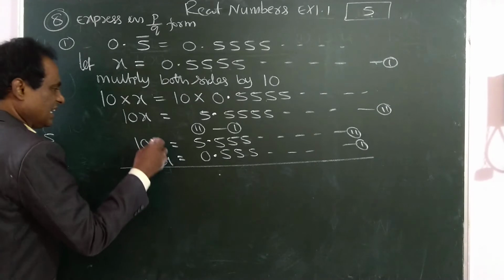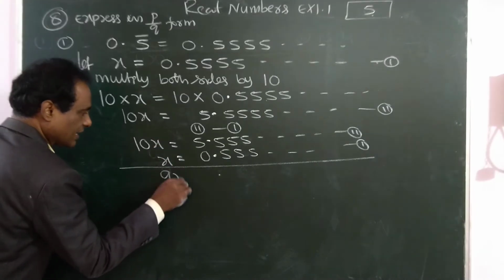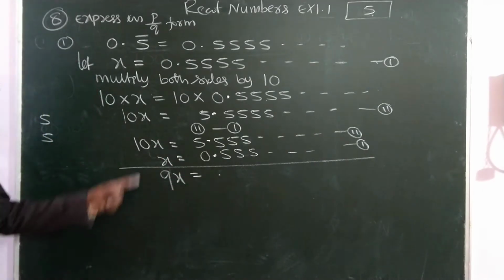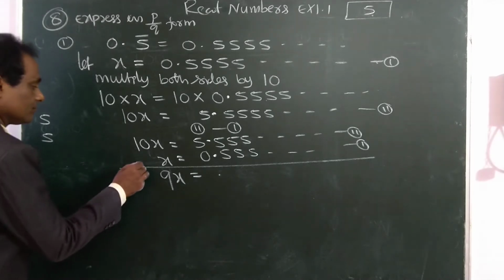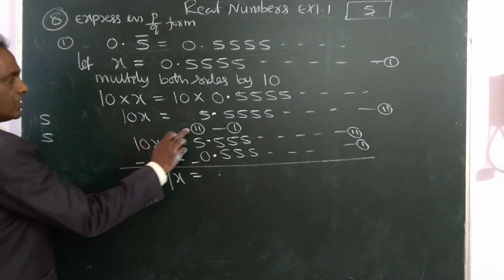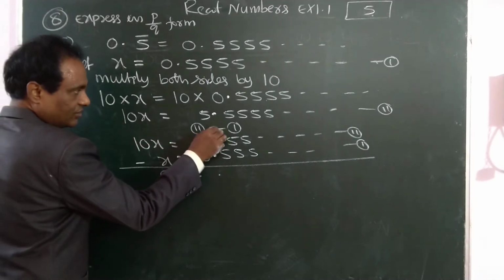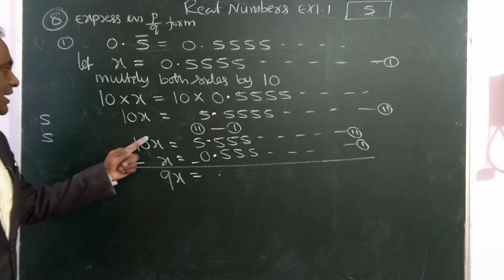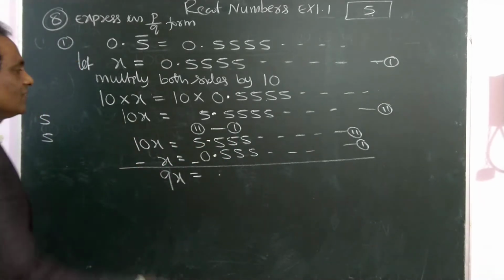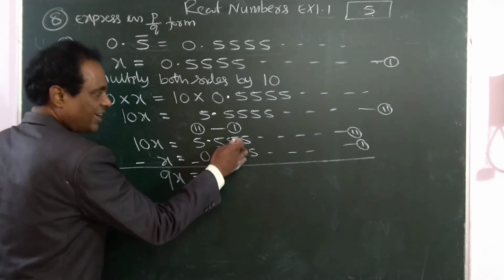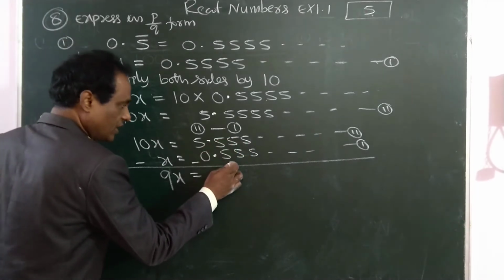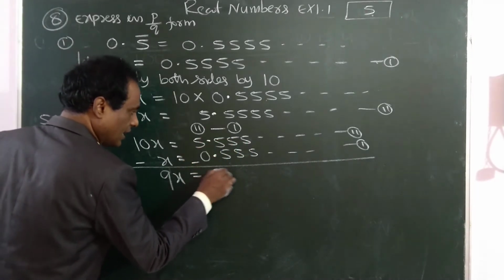10x minus 1x is 9x. Here I am subtracting: 2 minus 1, subtraction. 10x minus 1x is 9x. 5 minus 5 is 0, 5 minus 5 is 0, 5 minus 0 is 5.